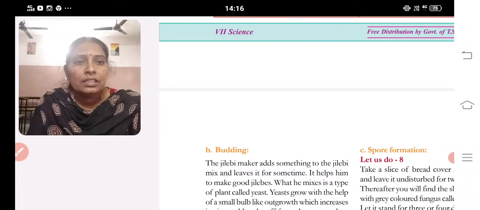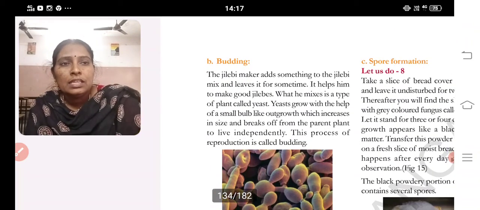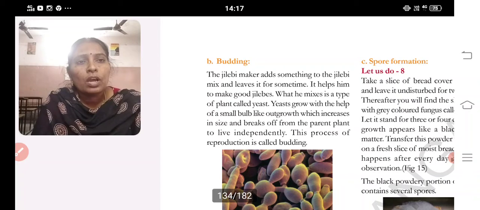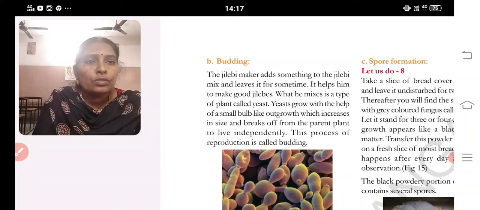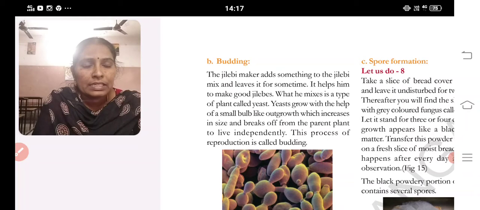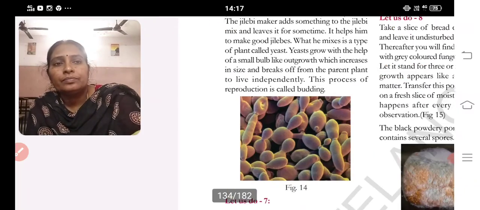Budding: the jalebi maker adds something to the jalebi mix and leaves it for some time. It helps him make a good jalebi. What he mixes is a type of plant called yeast. Yeast grows with the help of a small bulb-like outgrowth which increases in size and breaks off from the parent plant to live independently. This process of reproduction is called budding.